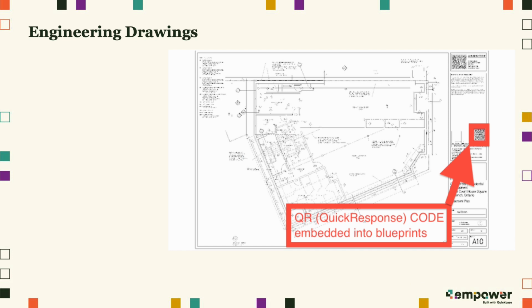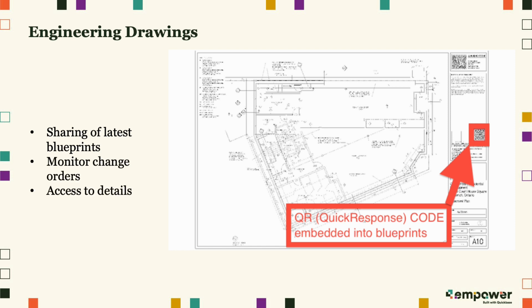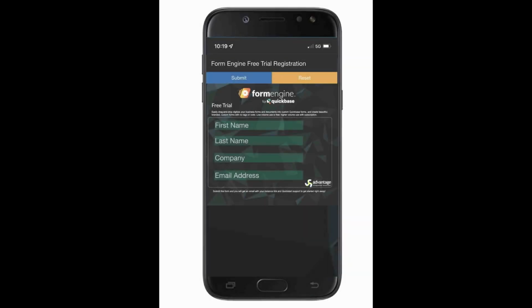So things like engineering drawings can have QR codes printed on them that can share the latest blueprints or versions, can monitor change orders, can provide access to details that aren't printable or available on the paper that are all up to date and kept in your Quickbase. QR codes with specific documents, plans, and other informational assets behind them can be printed anywhere, and their assets are maintained centrally in Quickbase. Let's see how we can build a custom mobile form like this.